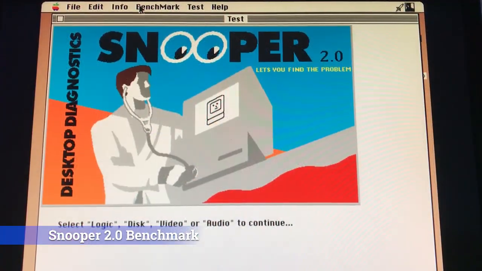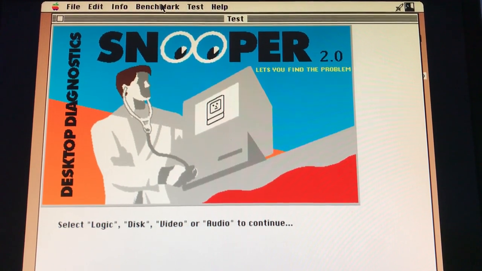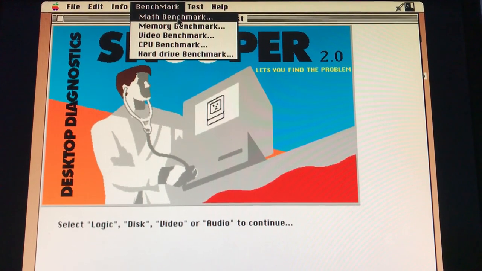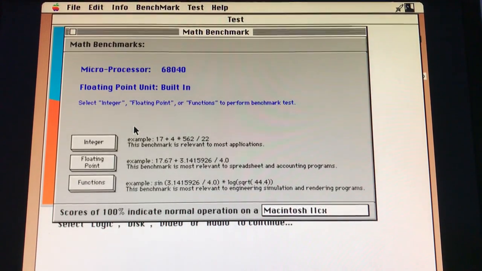Our next test is the Snooper Desktop Diagnostics. This is one of the few benchmark suites that's System 6 native, aside from Dhrystone, and the developers of Snooper benchmarked a bunch of Macintoshes in stock configurations and saved them into the program as references, so we can do comparisons without rebooting the machine. Let's start with the math benchmarks.